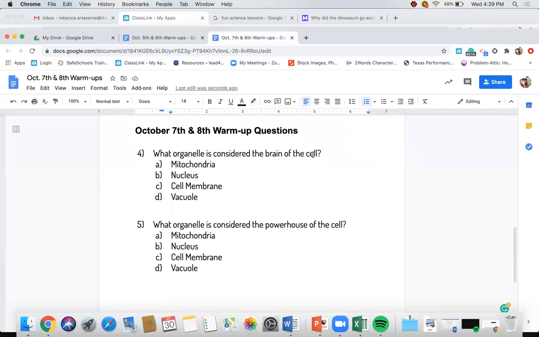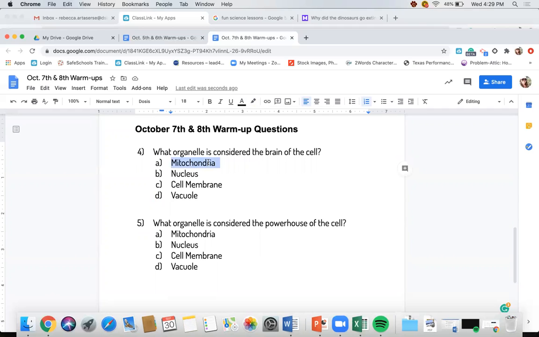Number 4, what organelle is considered the brain of the cell? So this is where all the decisions are happening. The mitochondria, no, that's where cellular respiration is occurring. That's where we're fueling and powering our cell. The nucleus, so that's where all of our genetic information or DNA is stored. So it holds a lot of information. So when I'm thinking about the brain, it holds a lot of information. I'm thinking maybe it's the nucleus. Cell membrane, I know that's what's regulating what goes in and out of the cell. So it's not necessarily the brain, it's more of security. And my vacuole, that's my storage unit. That's where I'm holding all my waste and water. So I'm going back here to B. I'm saying nucleus is the brain of the cell.